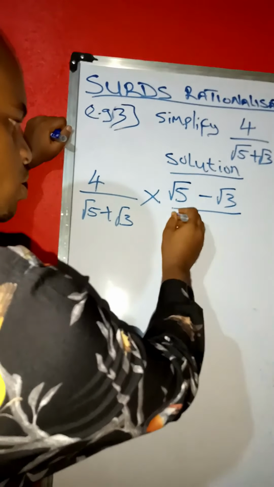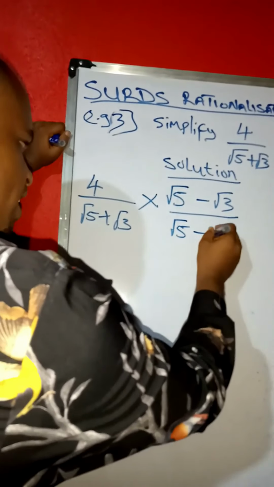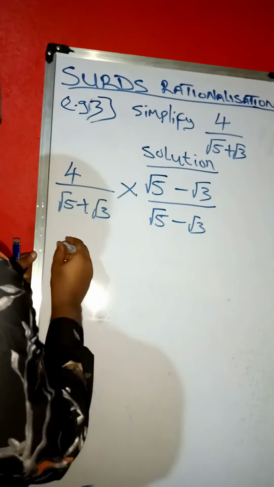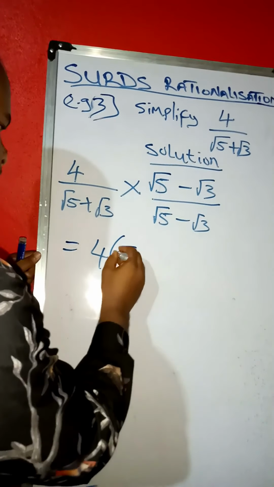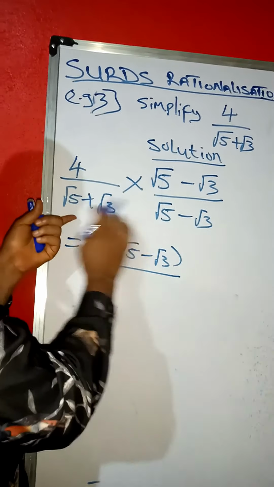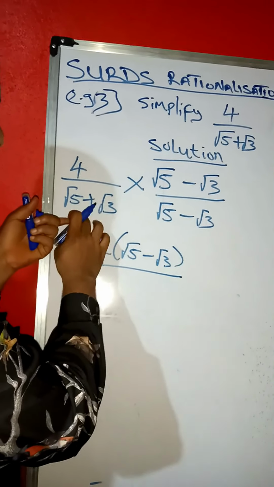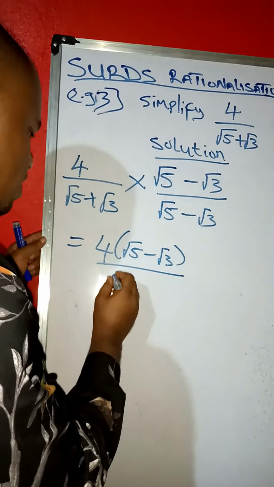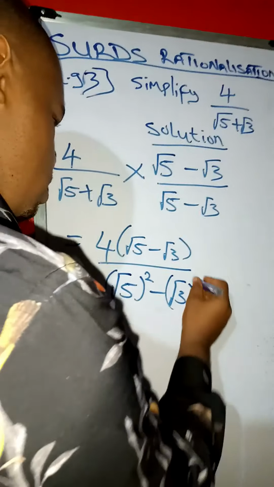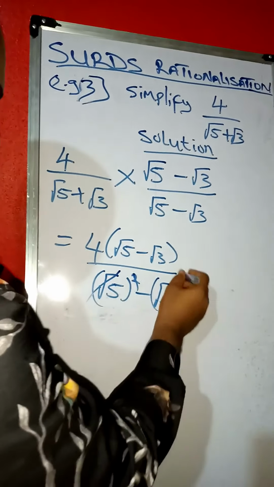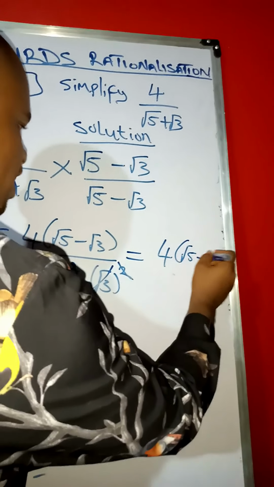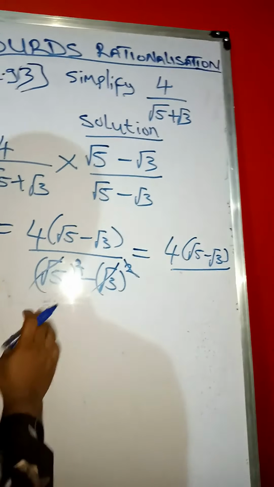Anything I do to my numerator, I do to my denominator. Root 5 minus root 3. So I'll multiply this 4 by everything here. So this will give me 4 into brackets root 5 minus root 3. All over. I told you the easiest thing to do here, difference of two squares. Root 5 plus root 3 times root 5 minus root 3 is the same thing as root 5 squared minus root 3 squared. So that this square will cancel this square root, this square will cancel this square root. So I'll be having 4 into root 5 minus root 3 all over 5 minus 3.